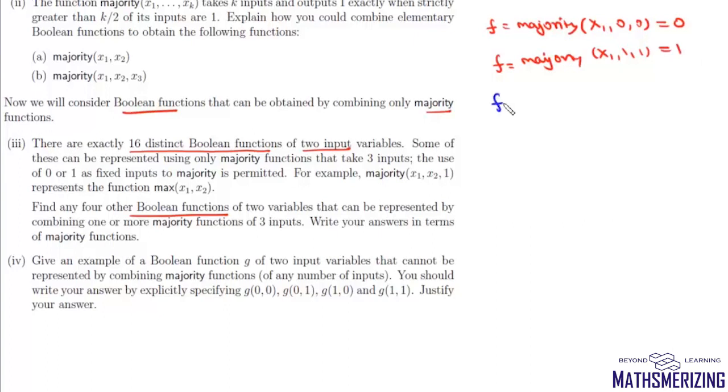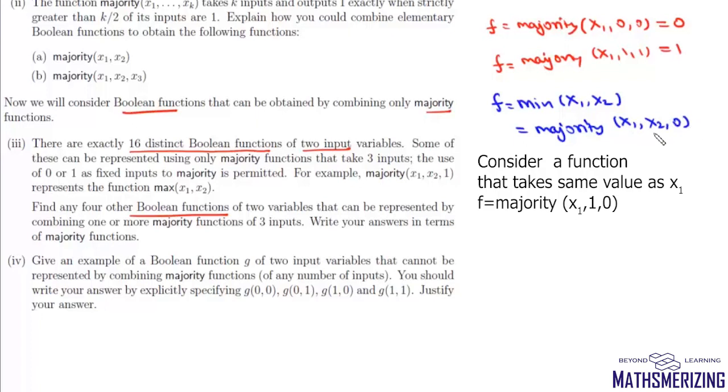We can also define the function minimum of x1, x2. Now we know that minimum of x1, x2 is 1 if both x1 and x2 are 1. So we can define it by this majority function of x1, x2 and 0. If any one of x1, x2 is 0, then it will be 0. If both of them are 1, only then it will give us the value 1.